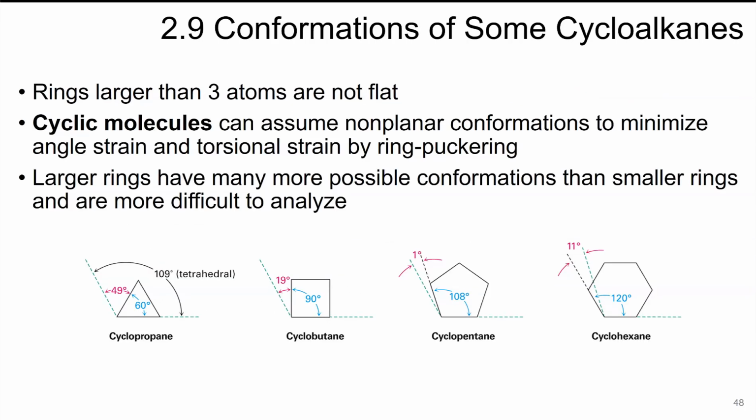Rings that have more than 3 atoms are not flat, and these cyclic molecules can take different shapes in order to minimize angle strain or torsional strain. So they end up puckering sometimes and changing their shape and buckling a little bit. Larger rings have more possible conformations than smaller rings because there's more atoms, and these often can be difficult to analyze. There's a lot of angle strain with cyclopropane. The tetrahedral angles want to be 109.5, but in a triangle, it's only 60, so it can't bend that much. Cyclobutane wants to be 90 degrees, so there's different angle strain here. Cyclopentane is 108, and then cyclohexane is 120.